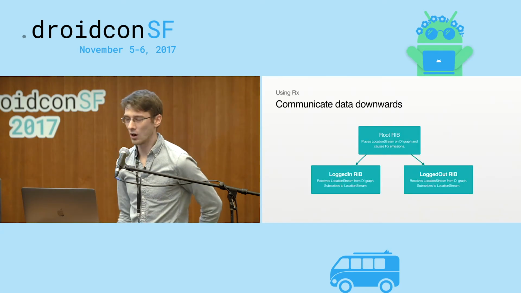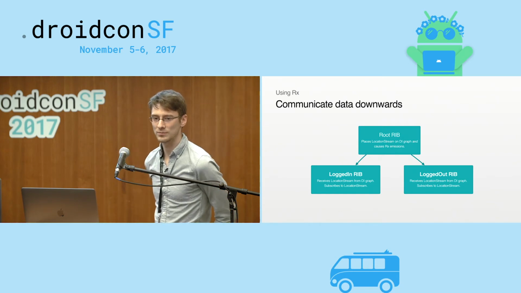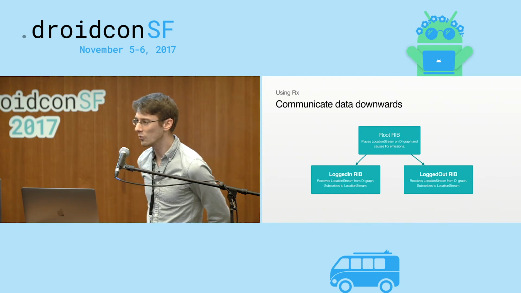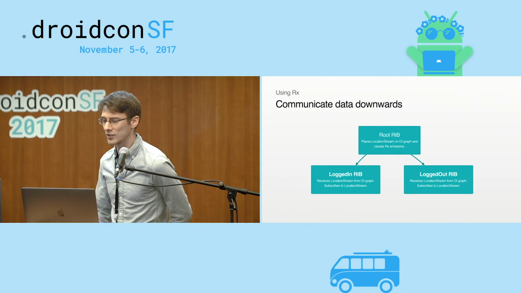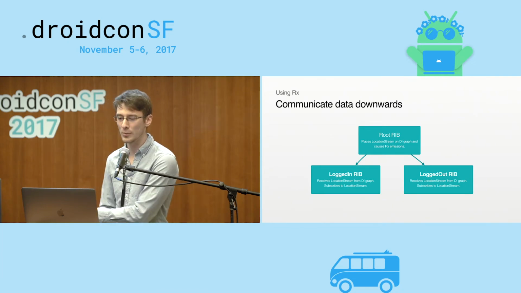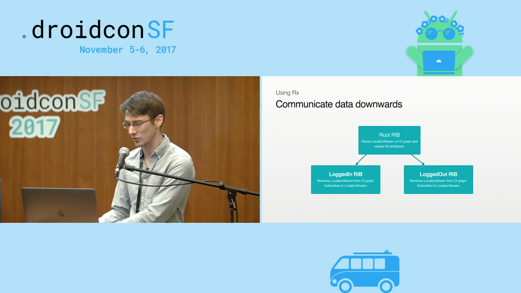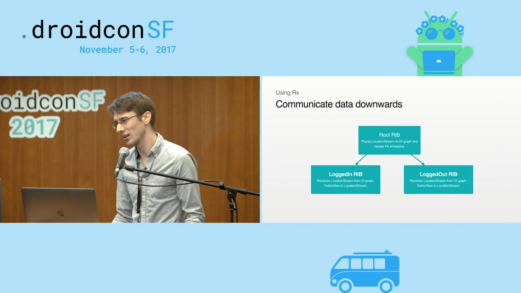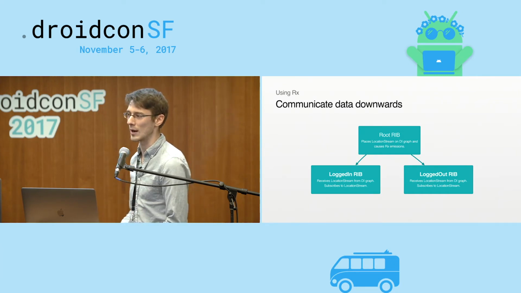Instead, we are communicating all state down this tree via Rx. So if you are the root RIB and you want to communicate some location updates to all your children, whomever they may be, then you would create this location observable, you would put it on your dependency injection graph, and your children, if they care, would take it off their graph and then subscribe to it.